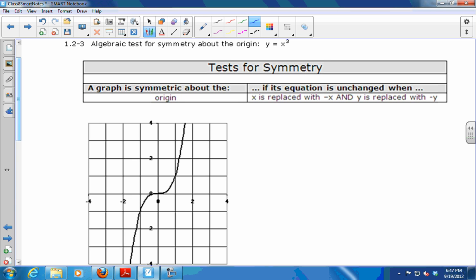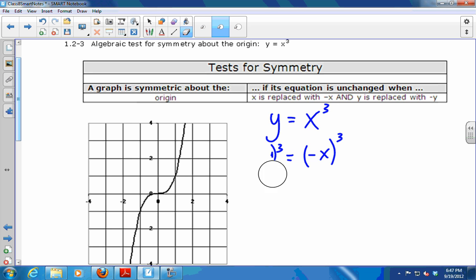To double check, I can do an algebraic test. Start by writing down the original equation. I'm going to replace the x's with negative x's and the y's with negative y's. Make the x's negative and the y's negative. Okay, so I replaced the x with a negative x, replaced the y with a negative y.